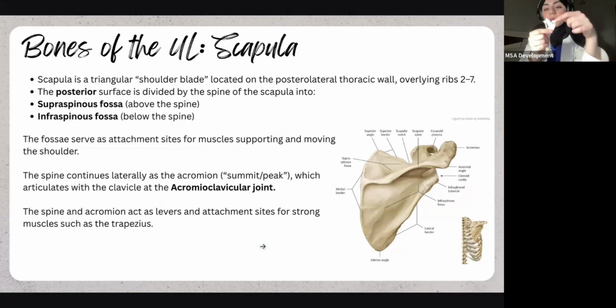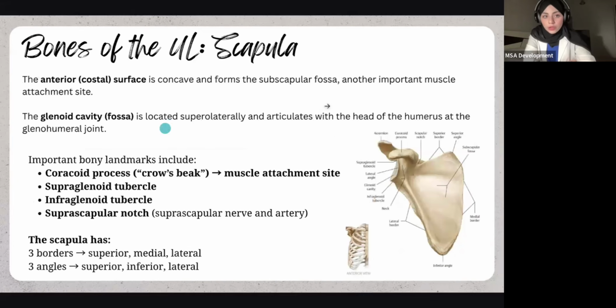Now, these fossa, how do we name them? Since I told you that this is the spine of the scapula, of the posterior surface, I can divide it into supraspinous and infraspinous fossa. That's it. Now, moving on, we have the anterior surface.